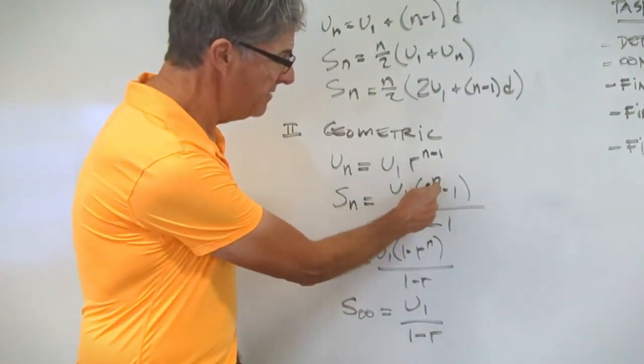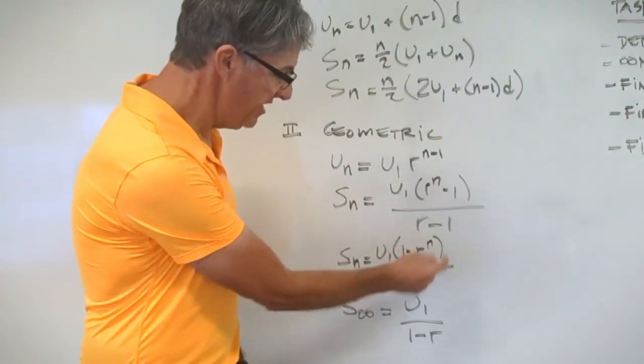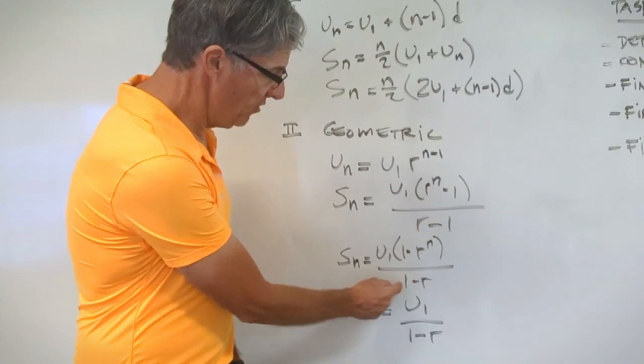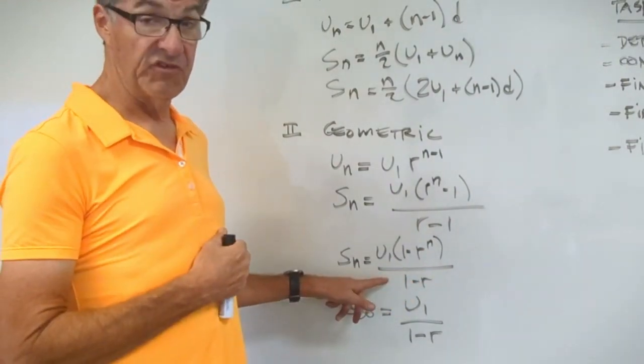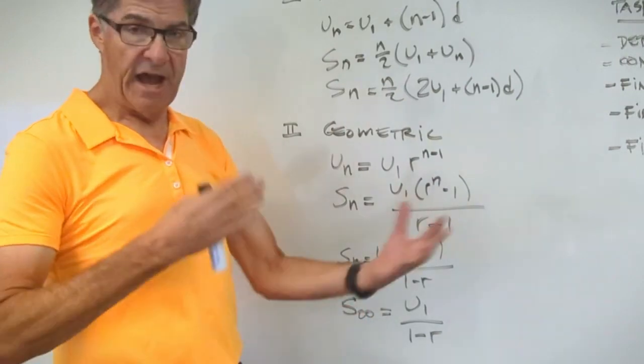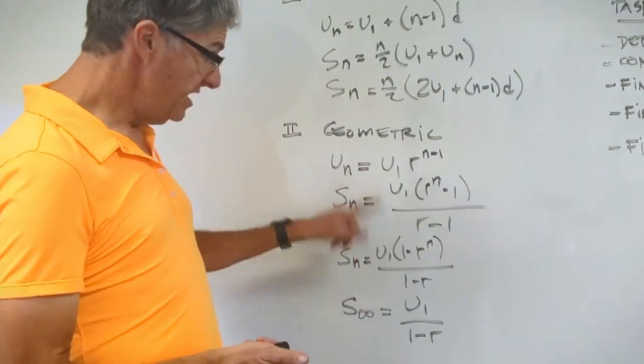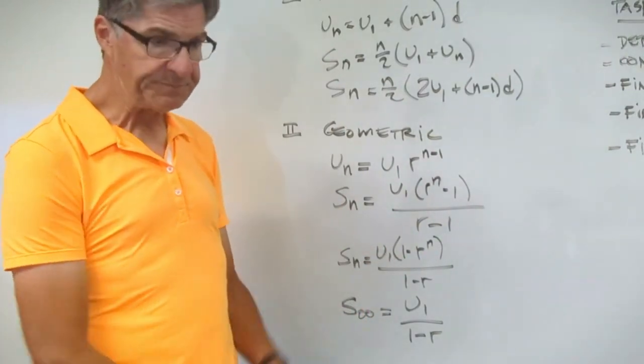So instead of R to the n minus 1, we have 1 minus R to the n, and instead of R minus 1, we have 1 minus R. Now, there may be a few problems where you would prefer to use this version of the formula because of how the math works out, and that's fine. Either one of these will work just fine.